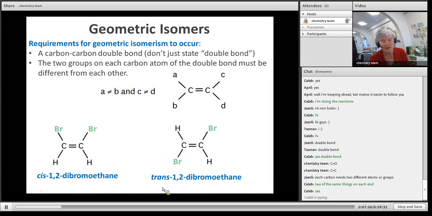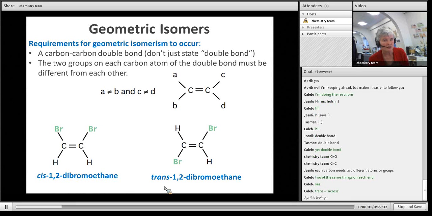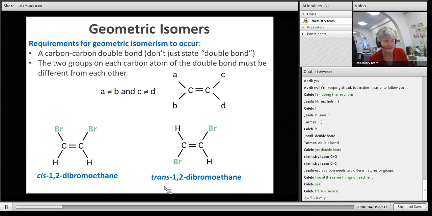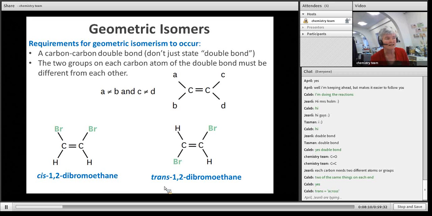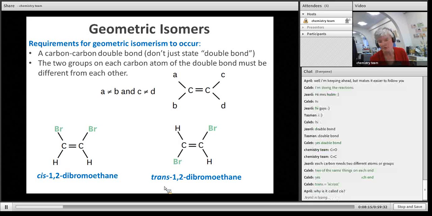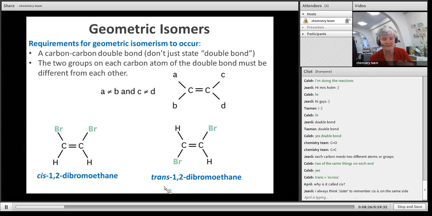So it's got the same molecular formula of C2H2Br2, and they're connected in the same way. On each carbon we've got a hydrogen and bromine, but there is a different position in space. Yep, trans across. Cis comes from the Latin for same, for like this side. So trans is across the other side, cis is this side. It just comes from the Latin, both words, trans and cis.